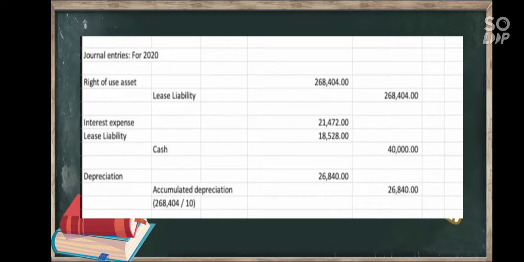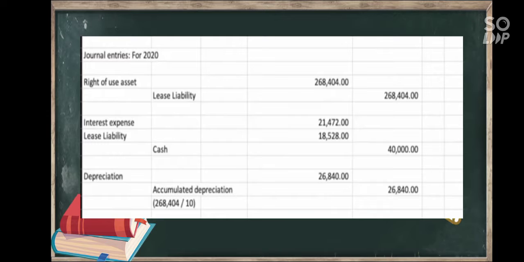Right of use asset is 268,404 debit. Lease liability is 268,404 credit. And then interest expense is 21,472 debit. Lease liability is 18,528 debit, and then cash 40,000. Depreciation debit 26,840, and then accumulated depreciation 26,840.